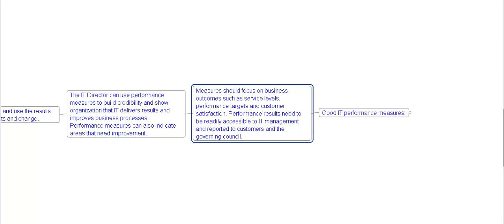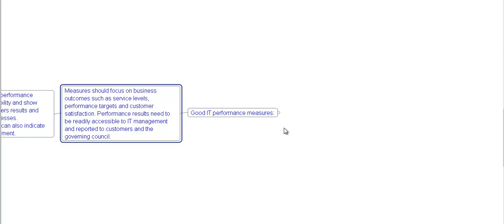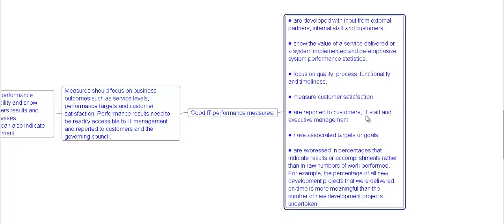Good IT performance measures are developed with input from external partners, internal staff, and customers. They show the value of service delivered or a system implemented and de-emphasize system performance statistics. They focus on quality, process, functionality, and timelines. Measures of customer satisfaction are reported to customers.